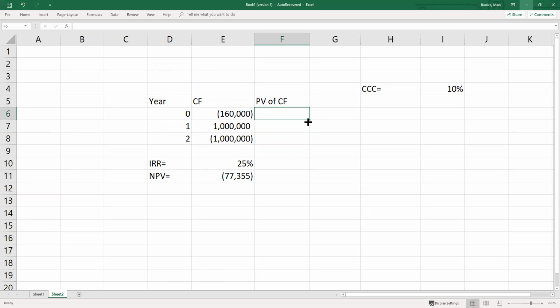So we get the PV of the cash flows, and the PV of the first cash flow at time zero is itself. The PV of the second cash flow, the cash flow at year one, is 1 plus the cost of capital raised to the first. Right? And by now you should be used to me doing that. So 909. The second is 826. So the other way we could calculate NPV then is to simply sum that column.